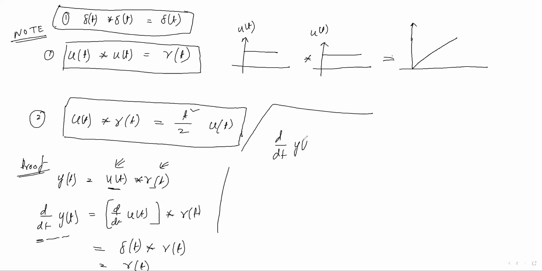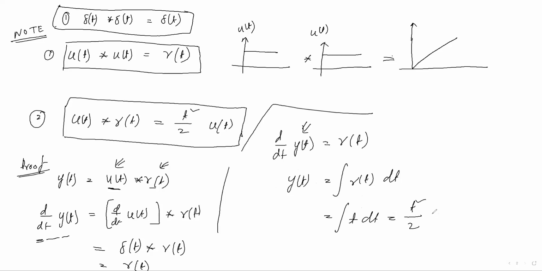So what we have got is dou by dou t of y of t equal to R of t, but we have to find this y of t. How can we find it? By taking the integration of R of t. If we remove this dou by dou t, we have to take integration on both sides. What is R of t? R of t is nothing but t, so ultimately we get t square by 2, and we can write U of t here also. So we have solved that y of t equals t square by 2 U of t.